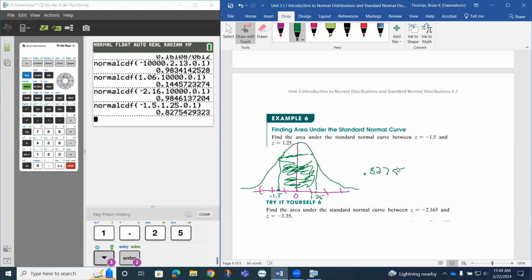So hopefully that gives you a little bit of use of how to find the area under the curve given z-scores.